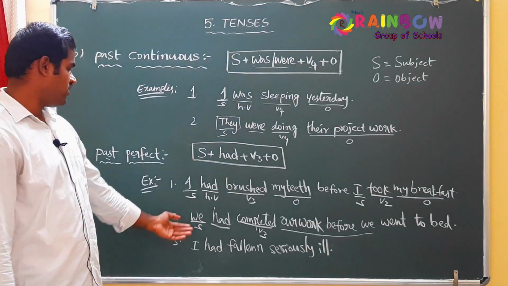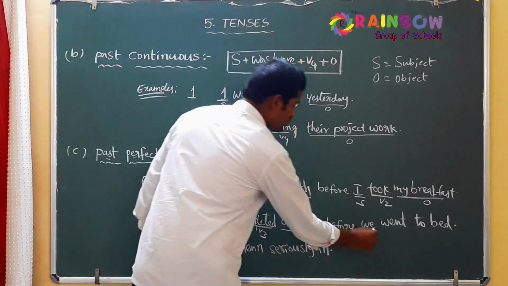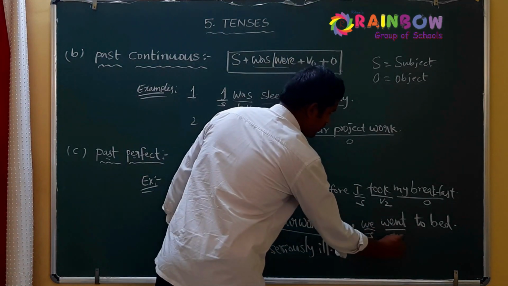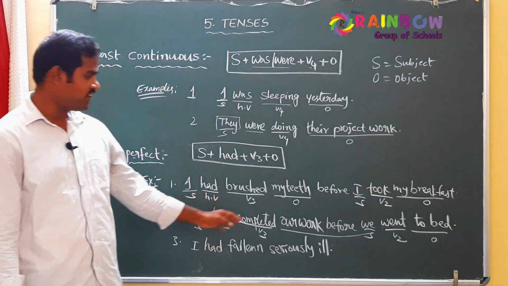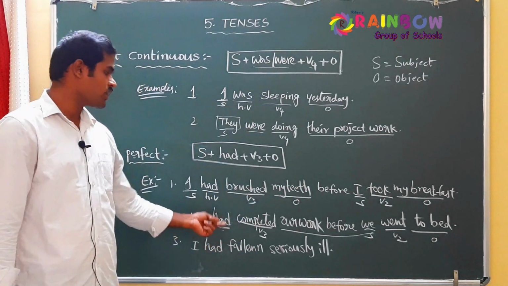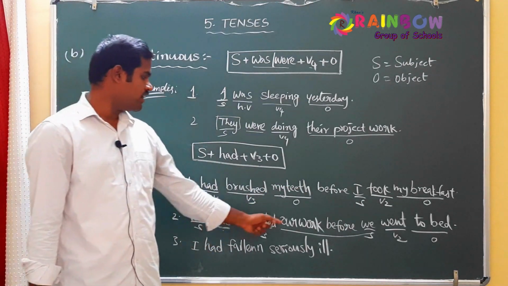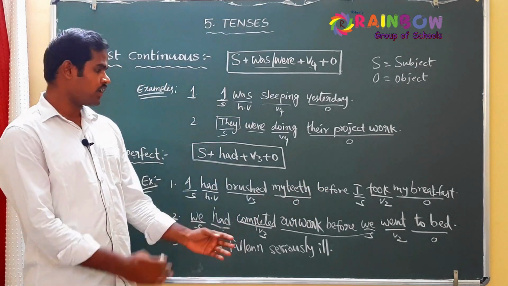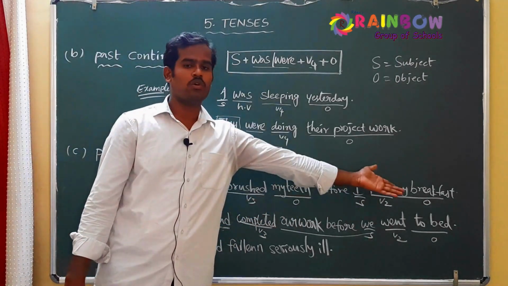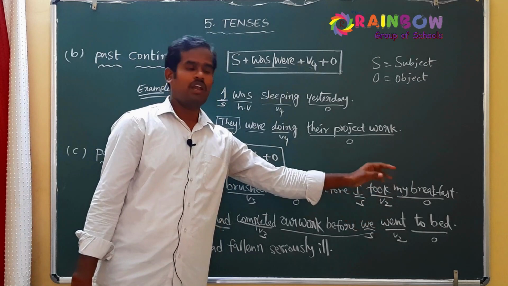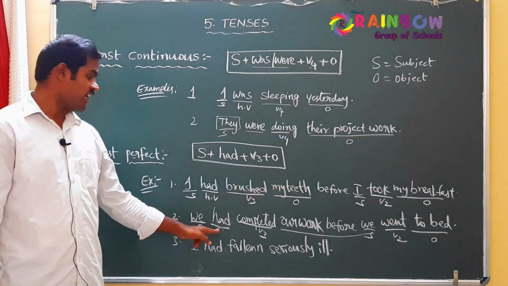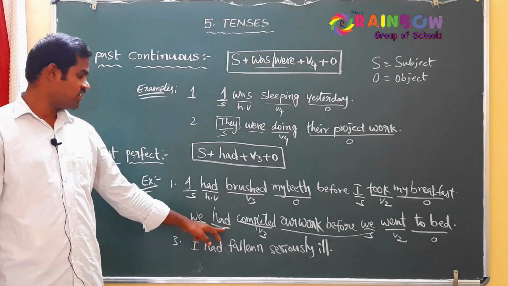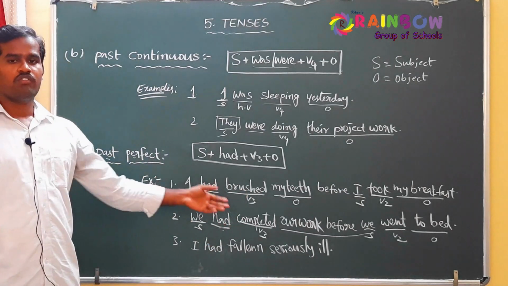Even here, I have used simple past: we, subject, went, V2, and this is the object. Here I have used past perfect. The difference is also the same. This is the first completed action: we had completed our homework. After completing homework, then we went to bed. So it is the later action. The later action should be in simple past, and before going to bed, this action happened first. The earlier action is expressed in past perfect.